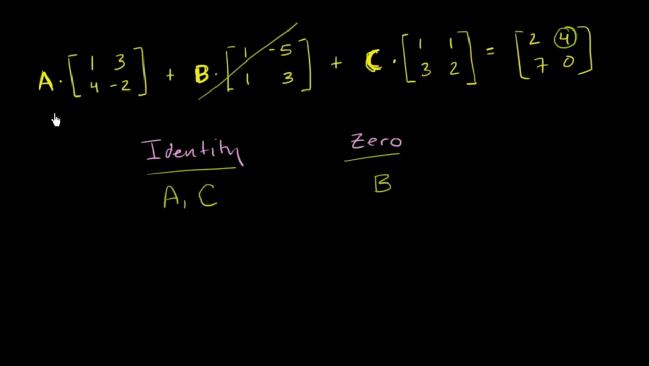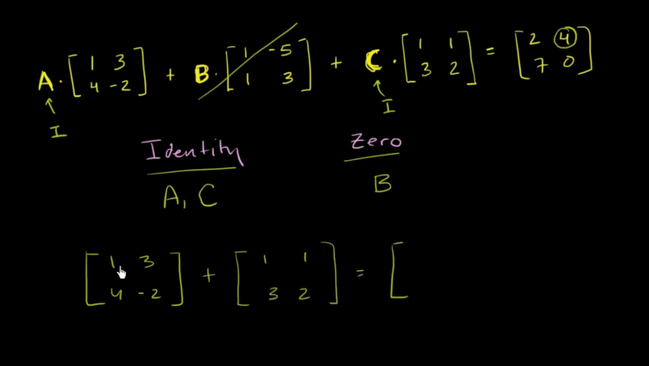If this right over here is an identity matrix and that over there is an identity matrix, this whole thing simplifies to 1, 3, 4, comma -2 plus 1, 1, 3, 2, and it does indeed equal 1 plus 1 is 2, 3 plus 1 is 4, 4 plus 3 is 7, -2 plus 2 is indeed 0. It's a nice walkthrough on that.